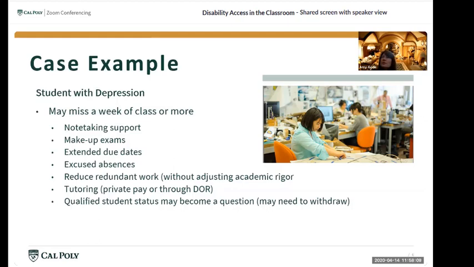We had a situation last quarter where at first glance it looked like there would be a lot of work for the instructor, but when the instructor, the student, and I sat down, we were able to really whittle it down and revise some expectations, and then it ended up not changing much at all.